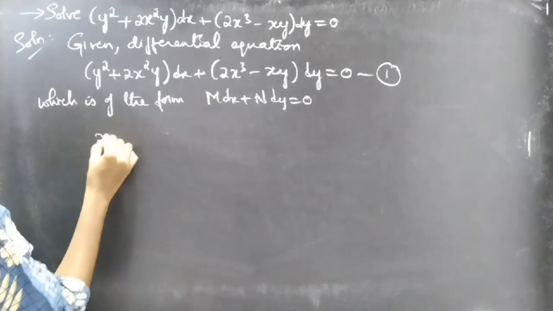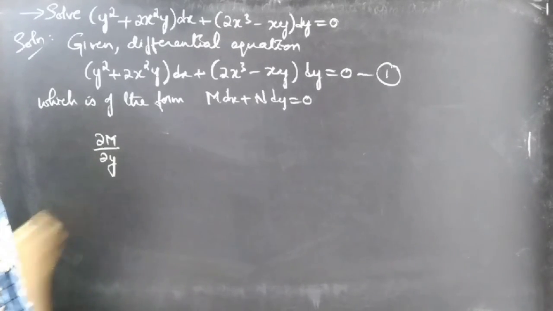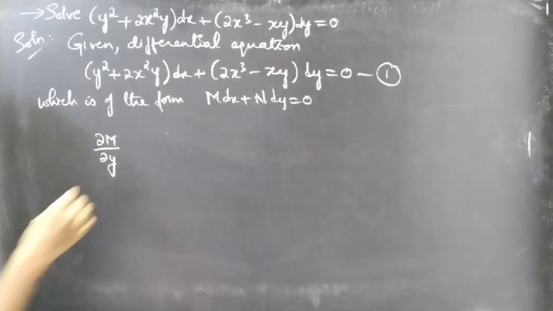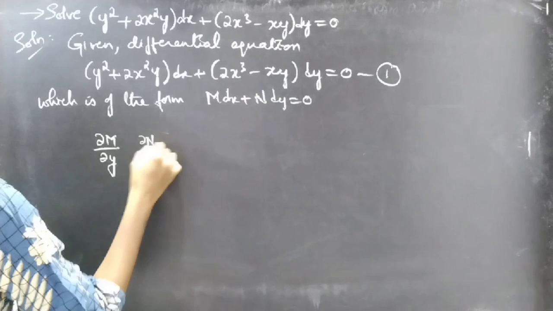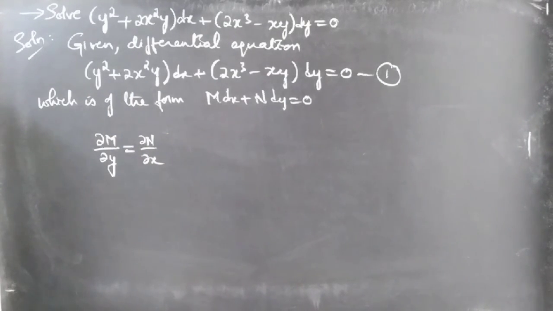So we have to find the partial derivative of M with respect to y and the partial derivative of N with respect to x. If the partial derivative of M with respect to y equals the partial derivative of N with respect to x, then we can say that the given differential equation is exact.